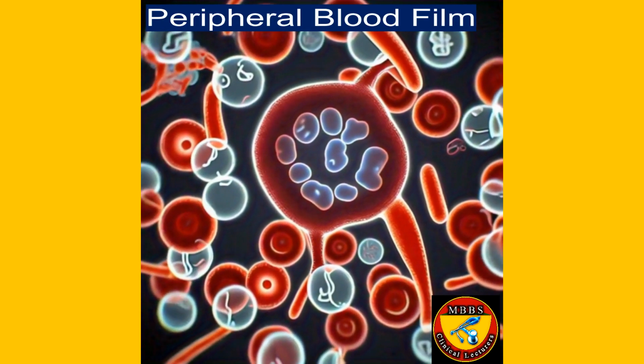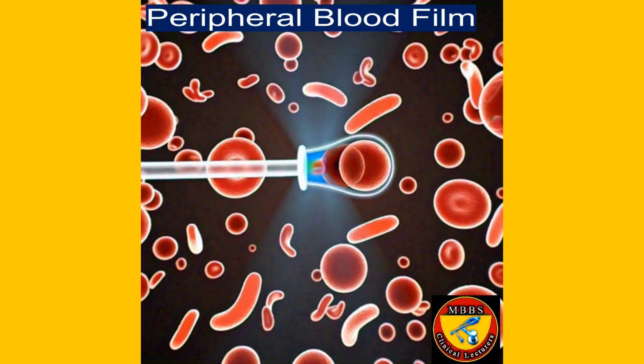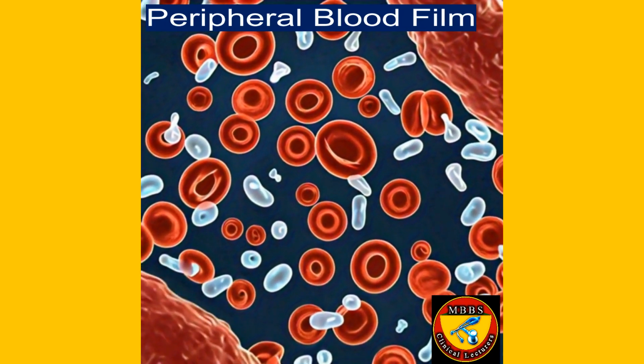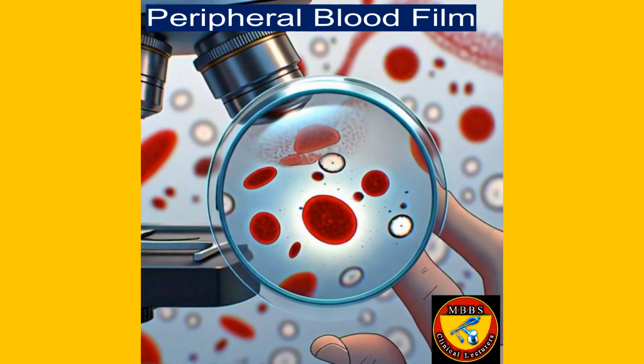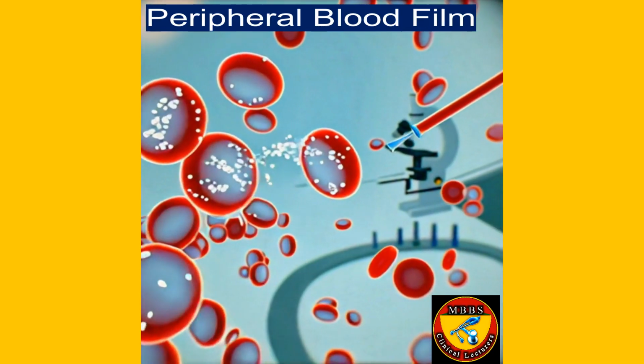Key findings: abnormal cell morphology, variations in size, shape, or staining can indicate specific conditions. Cell counts, estimate WBC or platelet counts. Inclusions or parasites, identify intracellular parasites or abnormal inclusions.